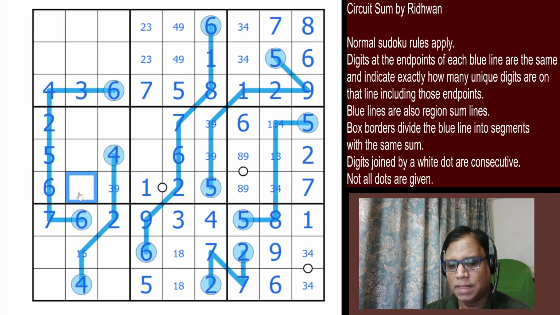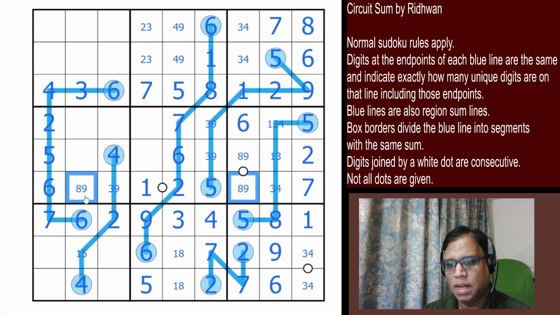348939. That's 3489, isn't it? See, 4 digits are remaining, right? 1, 2, 3, 4. And those all must be now 3489. But look, 34 is already there. That means this has to be 89. 8989. Now we got this couple 89.